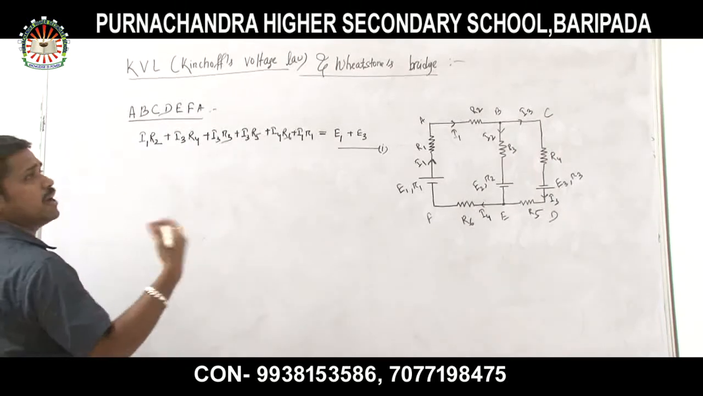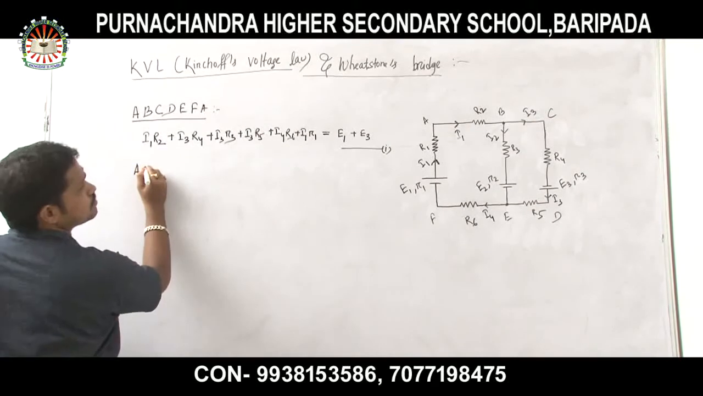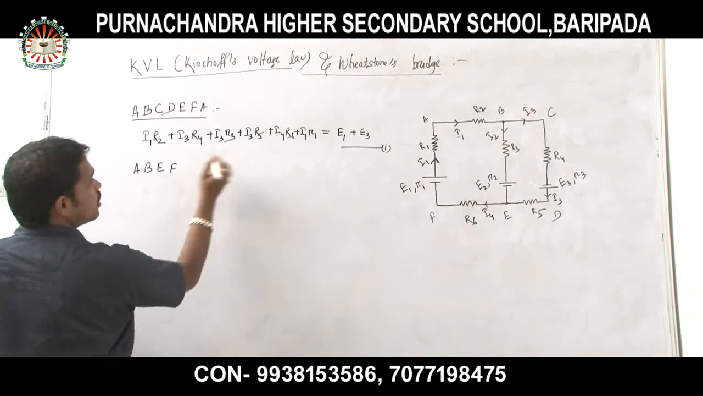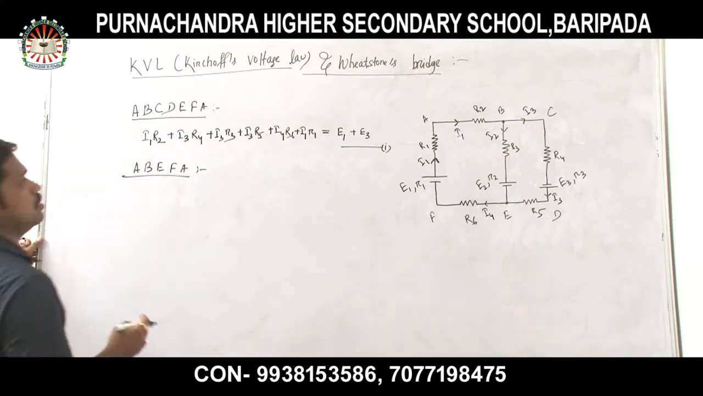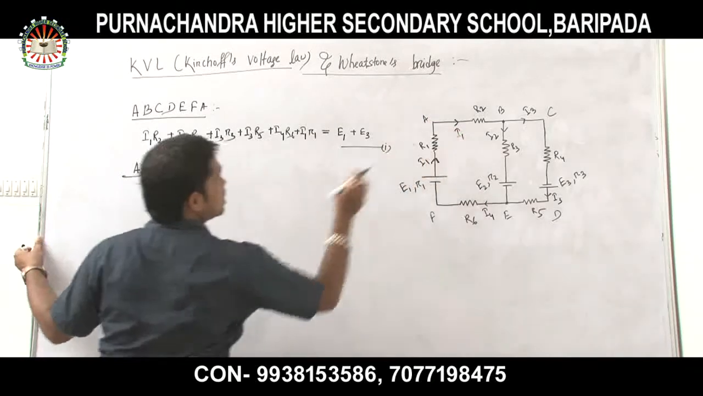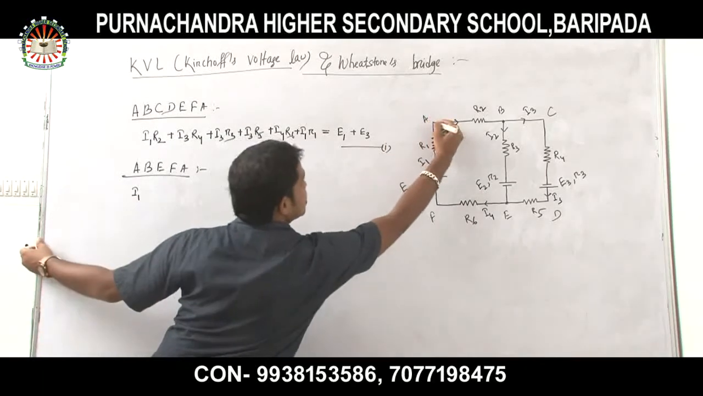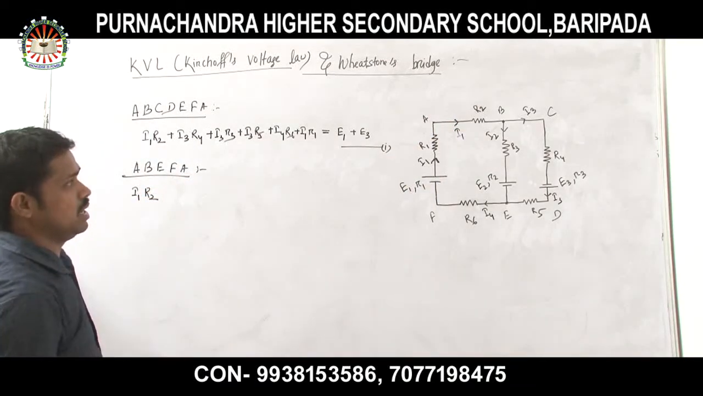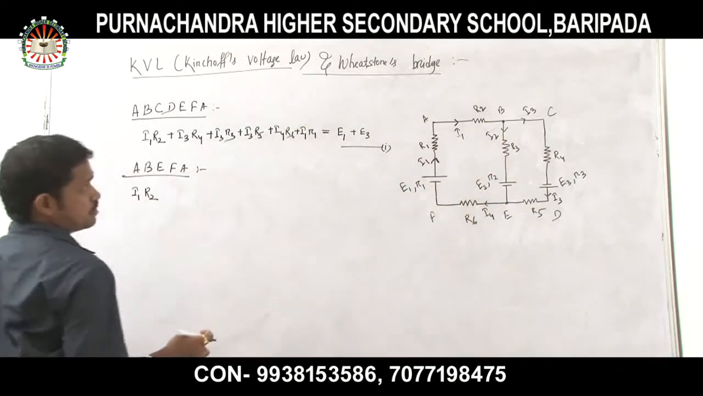Okay, let us verify another loop. Let us take another loop. Which loop? Now A, B, E, F, A. Let us take this loop. Okay, so now again we start from here. Now again it is clockwise. I am starting from this. So I1 R2 similarly. Then A, B. So we will enter into this.